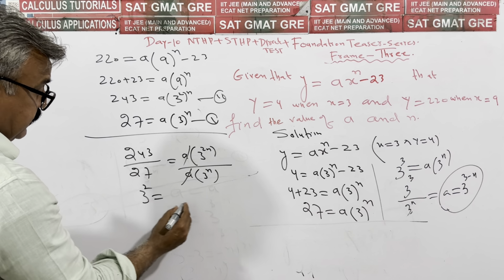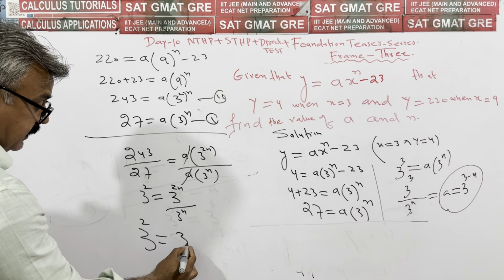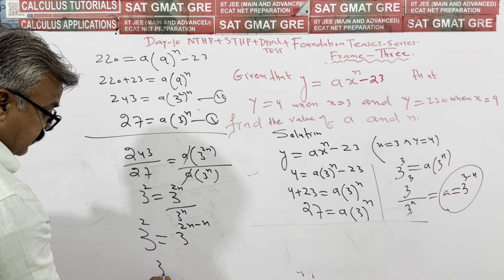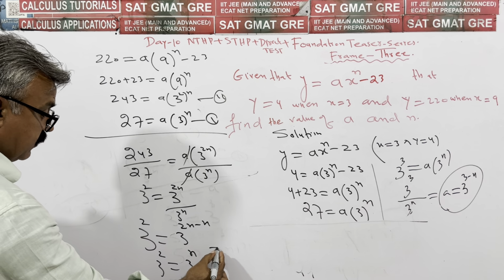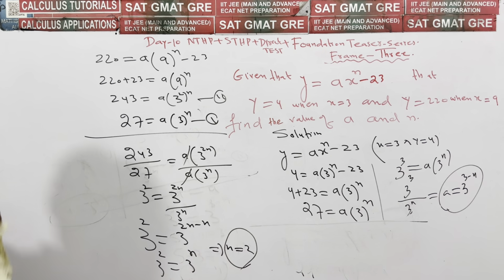Here we have 3 raised to n over 3 raised to n. Bases are the same and they are divided, so subtract lower power from upper power. 3 squared is equal to 3 raised to n minus n. Bases are equal, therefore powers are equal. So n is equal to 2 in that case.